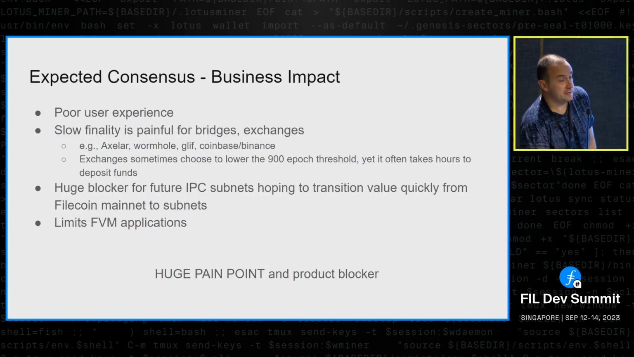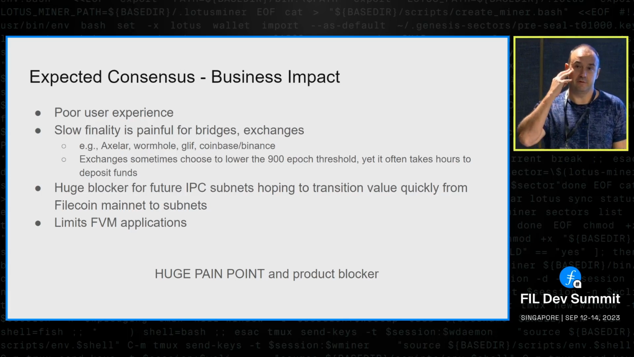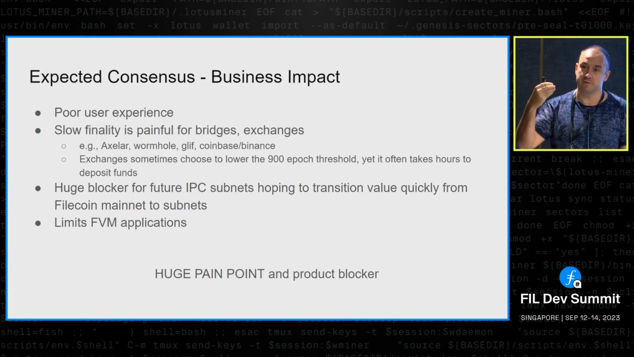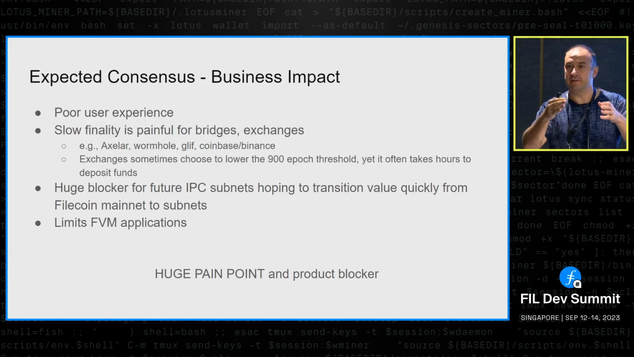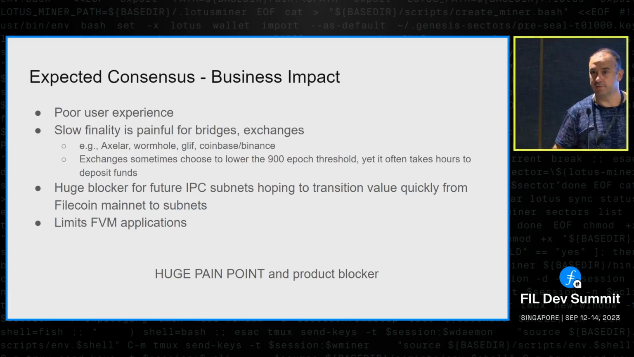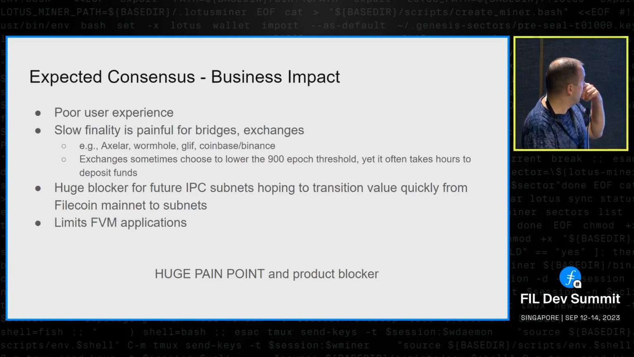And essentially, the impact on product and business is terrible, right? If you just use the exchanges, you know that maybe you don't wait 7.5 hours, but exchanges would like to shrink this down to 200 epochs or so, 200 confirmations, at least those that I used.